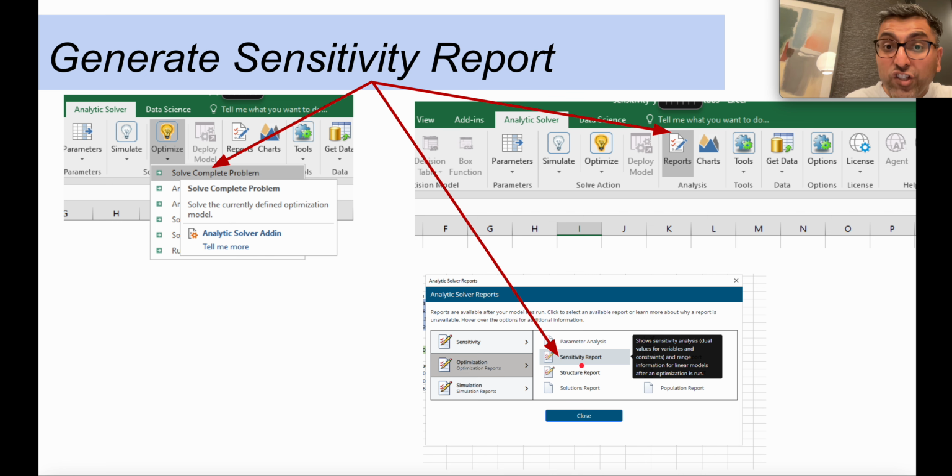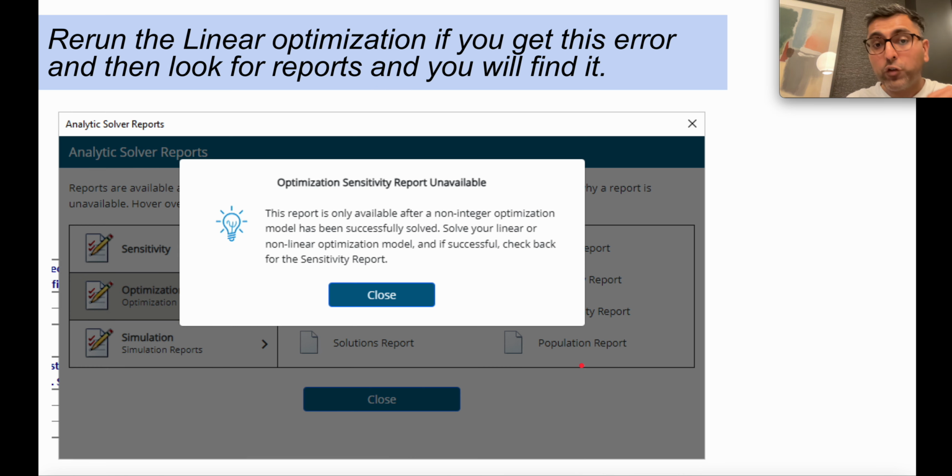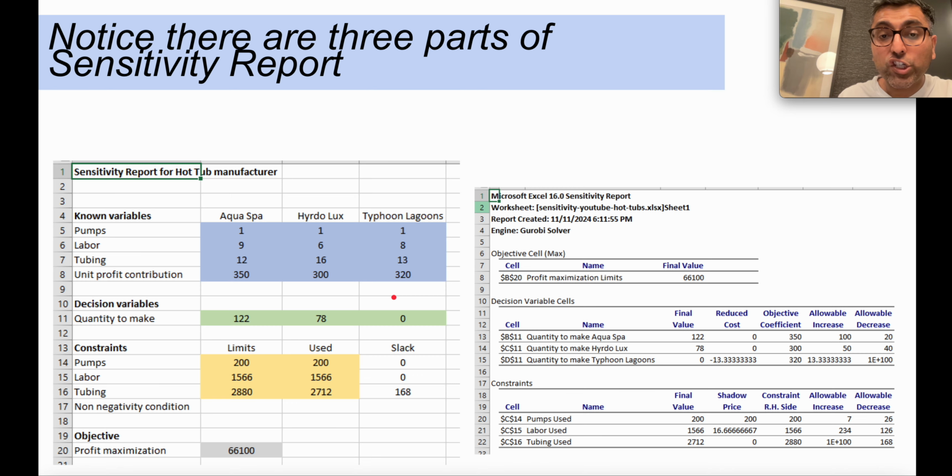Once you do that, you might sometimes get an error saying the report is not available. If you ran the optimization and didn't click the report soon after, you'd have to run the optimization again, and then you will be able to see it. But assuming now that you have this sheet, you will see this type of report. So now let's understand every part of this report.